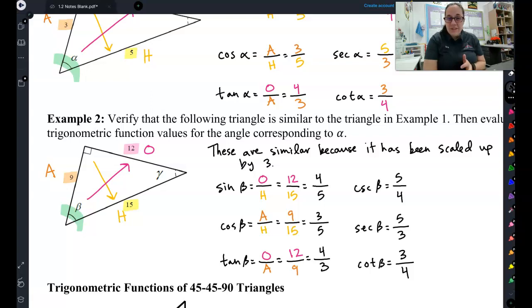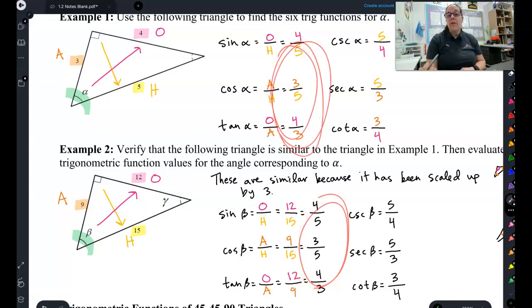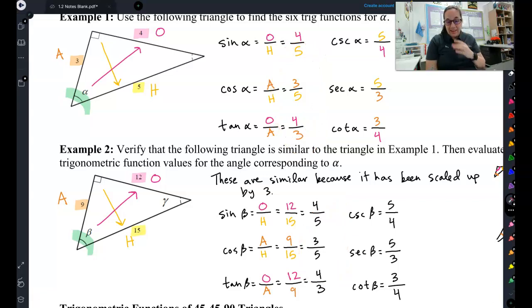So, what did you notice? Hopefully you noticed that these fractions all simplified to be exactly the same fractions as we had up above. Now this is a really important idea. This means that similar triangles all have the same trig ratios. So basically, if a triangle has the same angle measurements, it doesn't matter how big or small the triangle is, the trig ratios will stay the same.